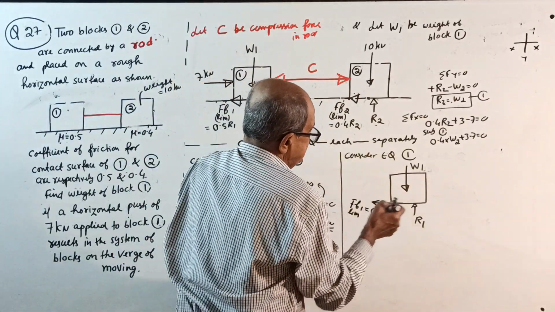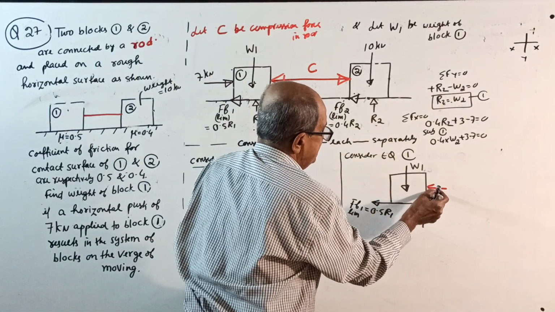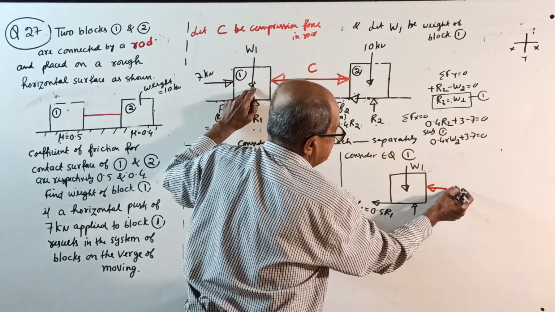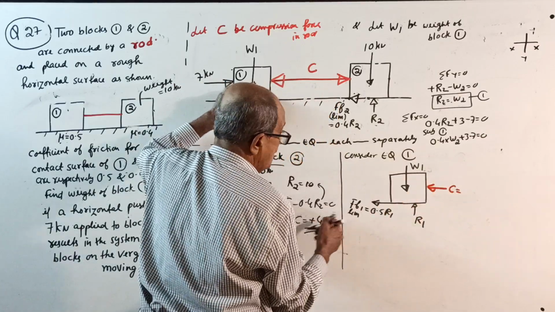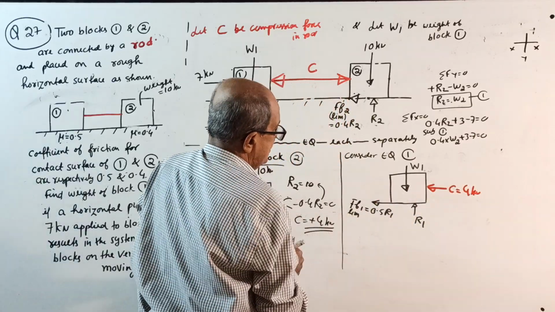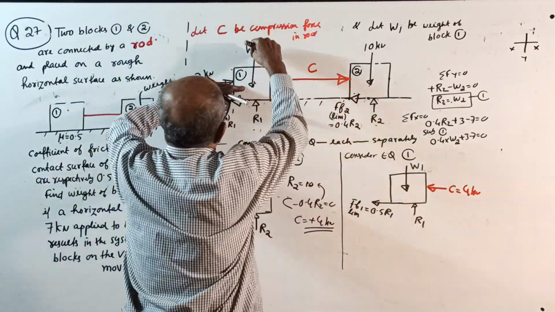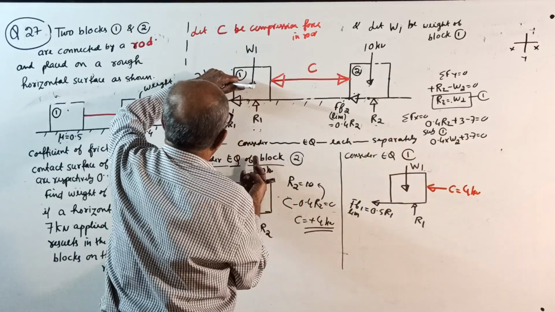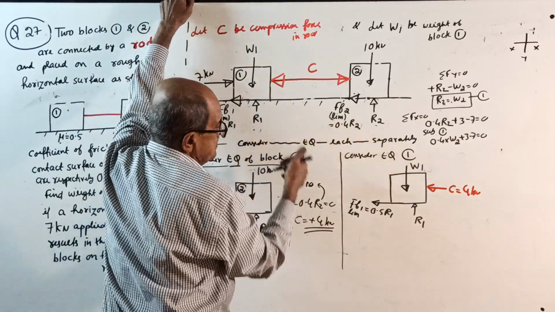Next, one compression force is there. See, a compression force here. This block, compression force C of how much? 4 kilonewton. Already you got it. Okay. Now, anything else? Block 1: W1 down, R1 up, FF limit here.